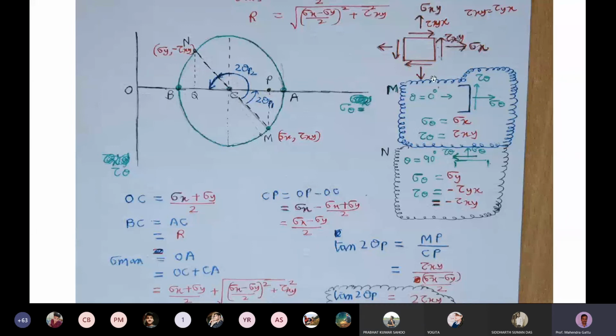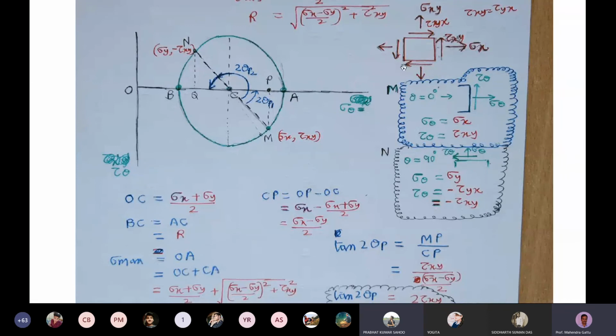Now, if you compare with the stress diagram, we have sigma y same as sigma theta. So the sigma theta value is sigma y there, and tau theta is acting in the leftward direction and tau yx is acting in the rightward direction. So we have tau theta is minus tau yx. Since tau yx is the same as tau xy, it will be minus tau xy. So we can identify this specific coordinate and denote it by N.